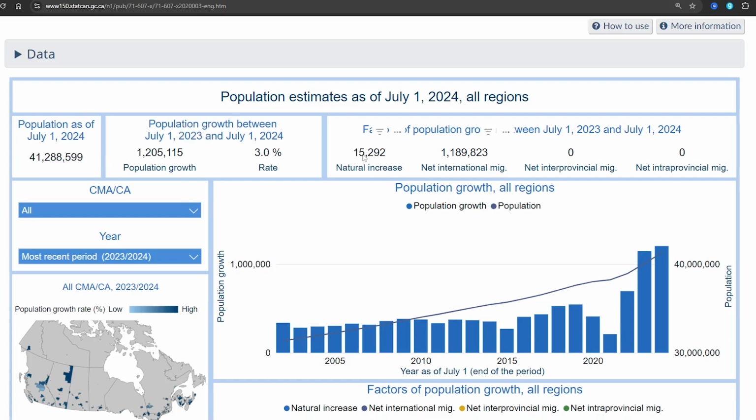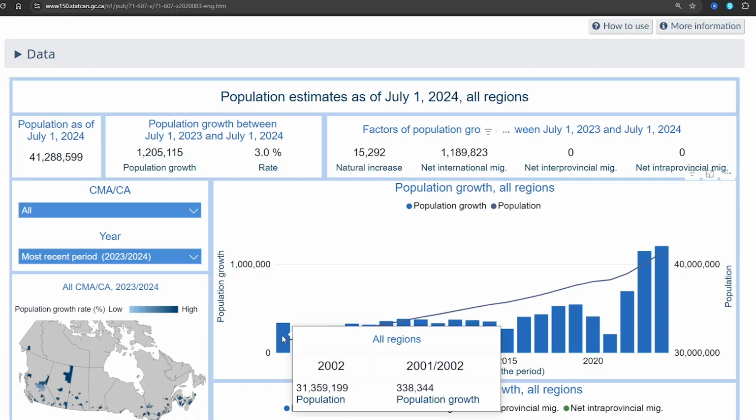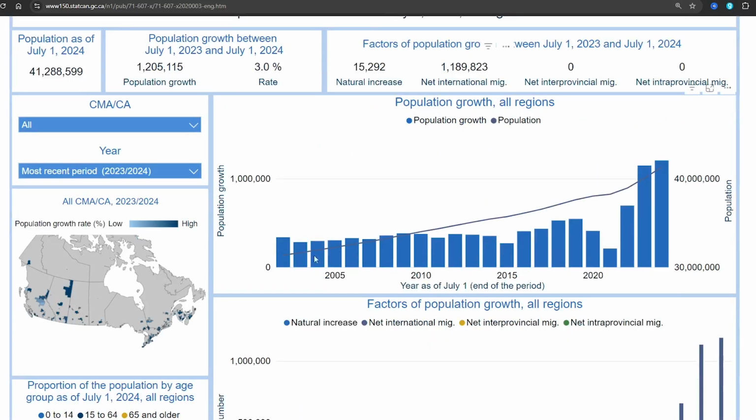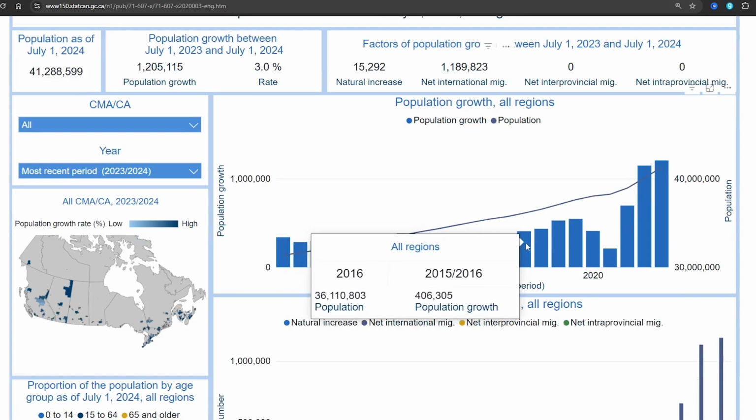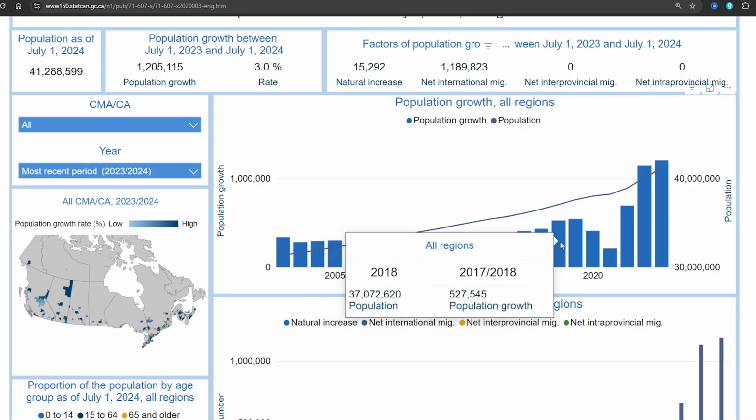Well, what are the factors? 15,000 people came as a result of natural increase. And yes, almost 2 million are net international migrants. And you can see what's going on right here. Back to 2001, 300,000 population growth. And you can see that it's a fairly flat curve here all the way up to, well, let's say 2015, where we start to grow quickly.